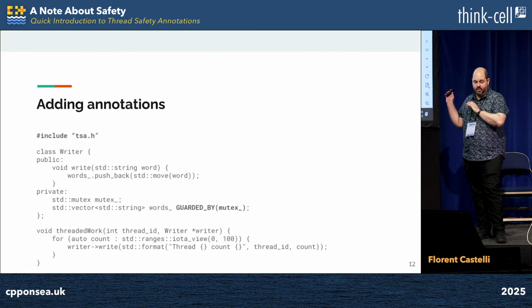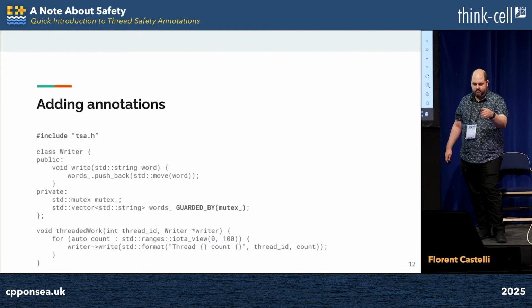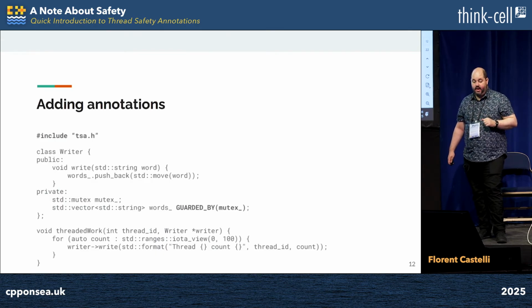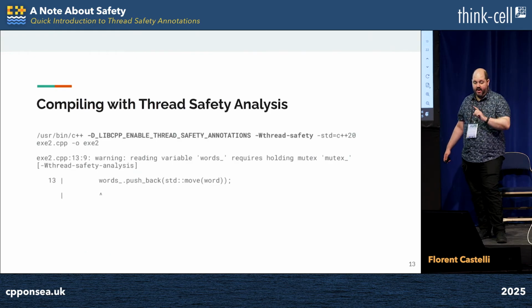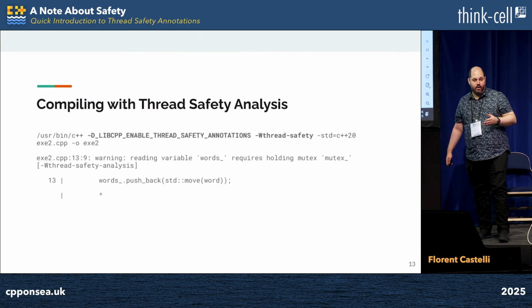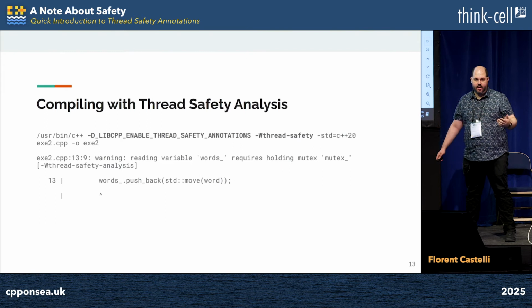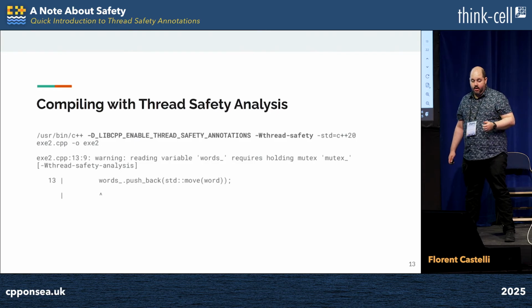It says, hey, you want to modify the words, you need to get the mutex, and some header that defines all those macros. And if I try to build this, which is incorrect because I don't lock, then I get a warning from my compiler that tells me, hey, you tried to use words, but you didn't have the mutex held before. So something that is very, very useful.